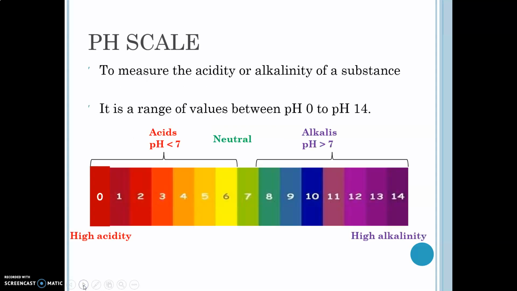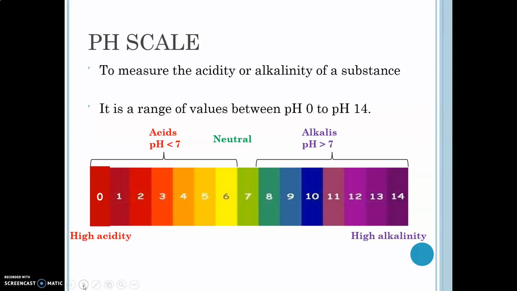Let's start. The pH scale. Before, we studied acids and bases, and we have learned and defined each of them by two different definitions. But if you have two unknown solutions or substances, and you need to identify which one is acid and which one is base, there are many ways, but the first of these ways is the pH scale. The pH scale measures the acidity or alkalinity of substances.